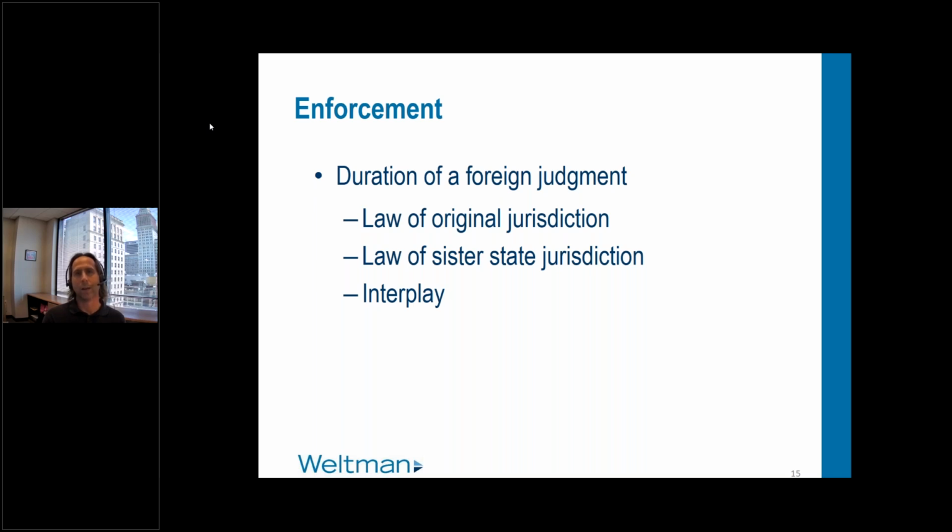That's how the interplay between these two jurisdictions, the original jurisdiction and the sister state jurisdiction, can come into play. I know there are other states out there that have limits on how old a judgment can be for domestication. So you're going to want to know that. And if you've got an older judgment, just keep in mind that you may run across some roadblocks in trying to domesticate that judgment.